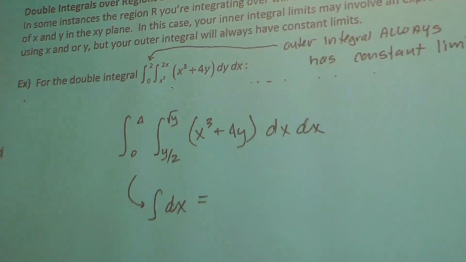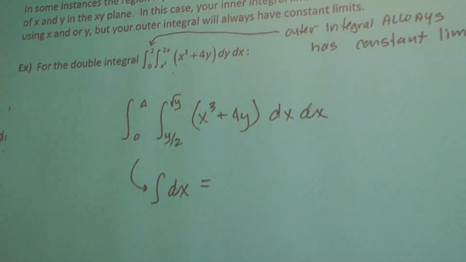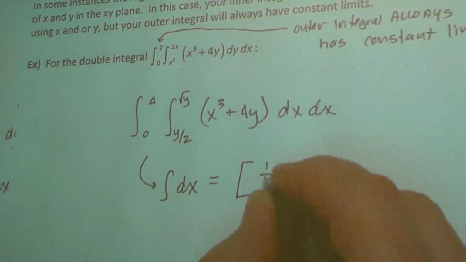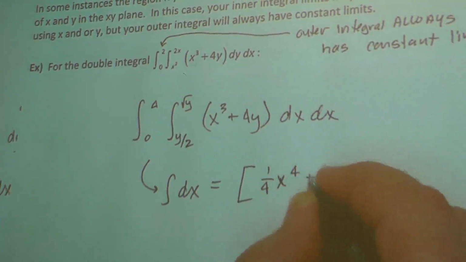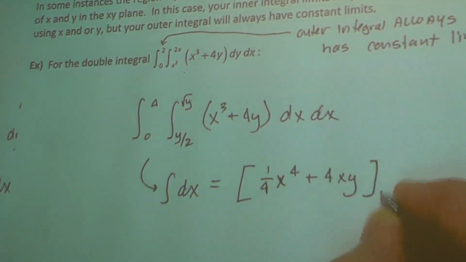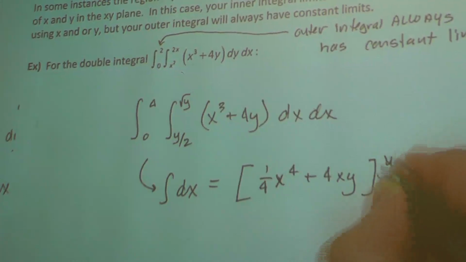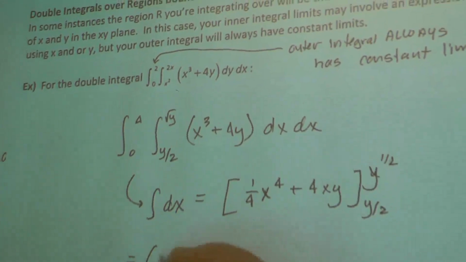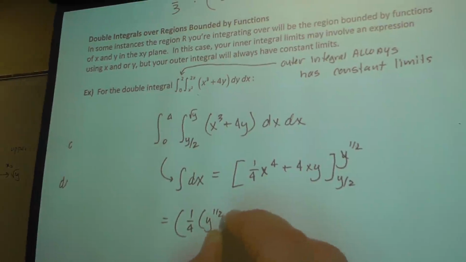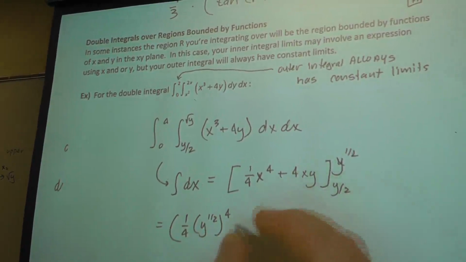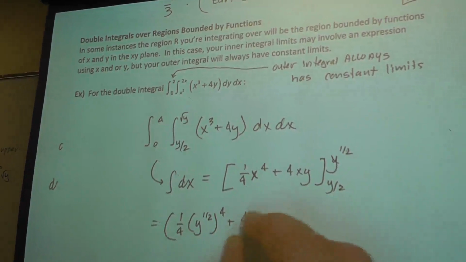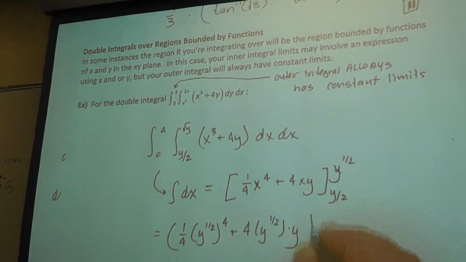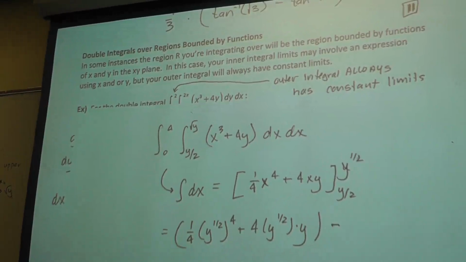do you mind if I abbreviate that as me about to integrate with respect to x first? Just using an integral symbol with dx, and then going straight to the x antiderivative here. Okay, so then if I plug in y to the 1/2 first, it's going to be 1/4 y to the 1/2 to the 4th, so that'll ultimately become y squared plus 4 y to the 1/2 times y. So that's what I should get when I plug y to the 1/2 in for all the x's.